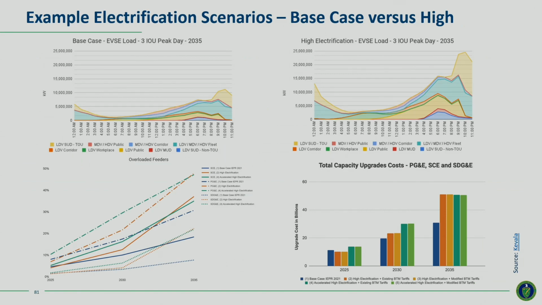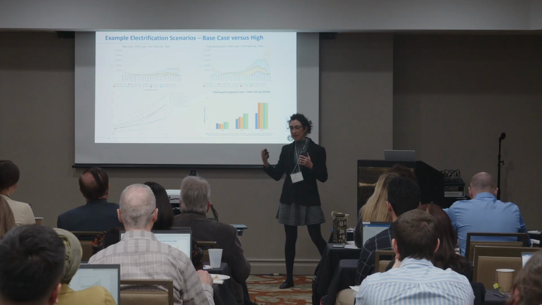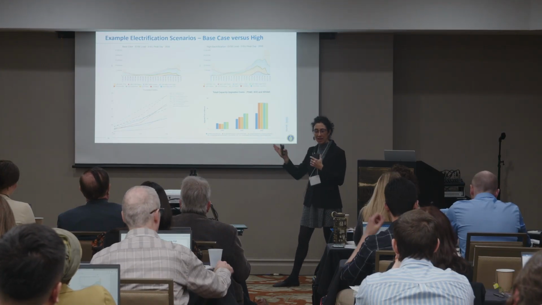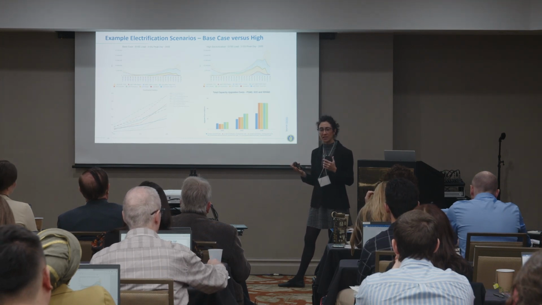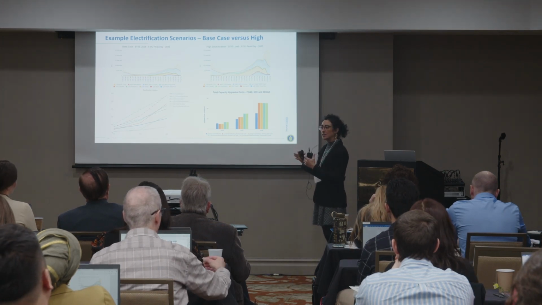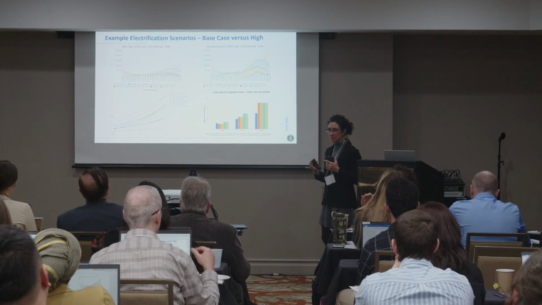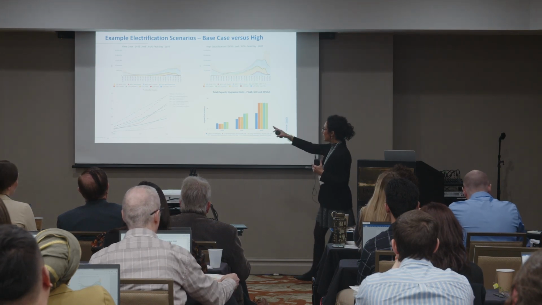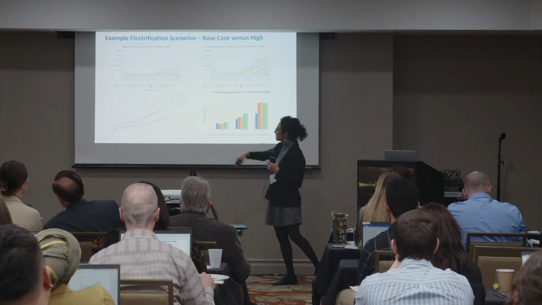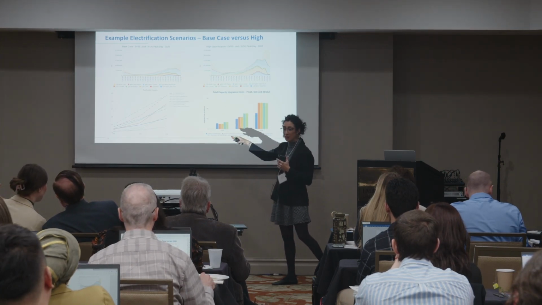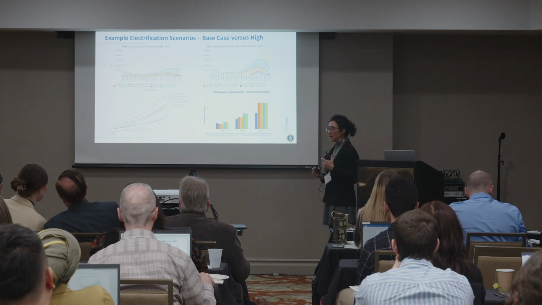EV scenarios, low, medium, high, are going to result in vastly different infrastructure investments. And so, again, thinking about that single point forecast, I would be nervous now to see a grid plan with a single point forecast that is not considering different scenarios, especially as it relates to electrification. So that is just a chart of percentage of feeders being overloaded in different scenarios. It is very different, right?